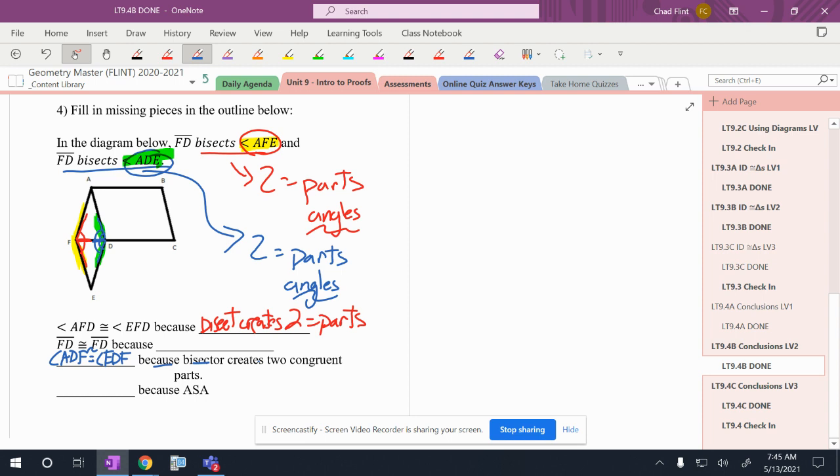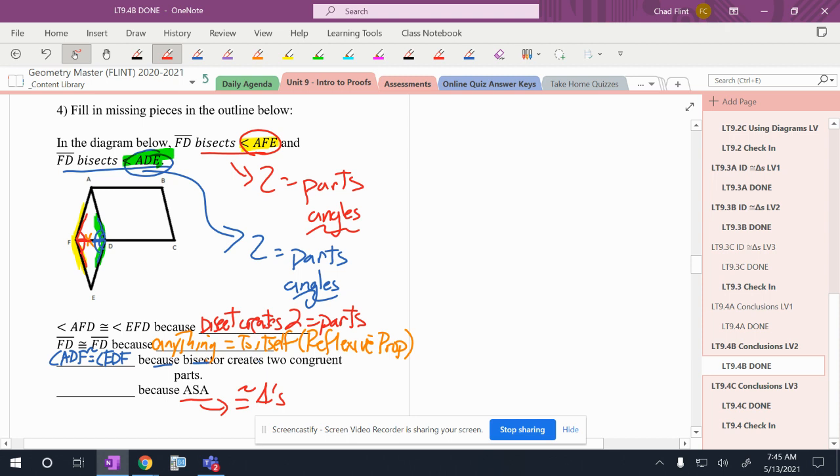All right. Then it says FD is congruent to FD. That has to be the reflexive property. So anything is equal to itself. And remember, you can just choose to write reflexive property. So then it tells me something's congruent by angle side angle. Remember, this means congruent triangles.